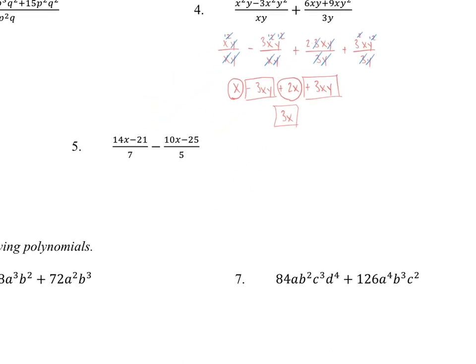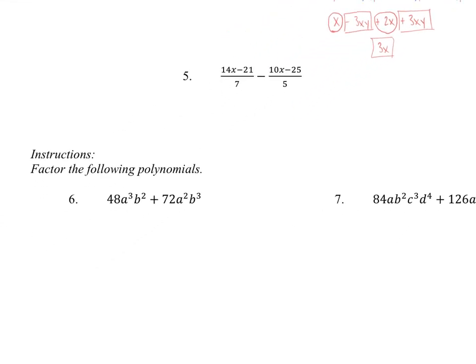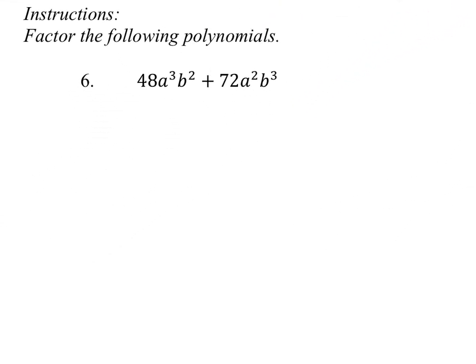So let's go over and look at number 6. The instructions for 6 are to just factor. So we're going to find the things that each of these terms has in common, and then we're going to remove it from our parentheses. So let's start by giving the prime factorization of 48.